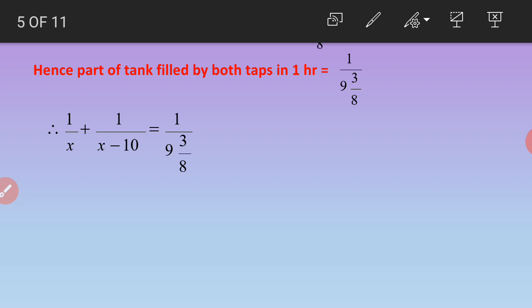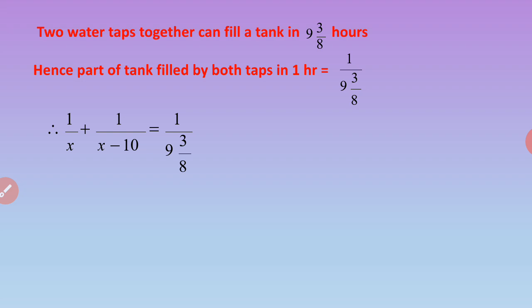This is how we will say that the total of the 1 hour work of both the taps together will be equated to the 1 hour work by both the taps. So 1 upon x plus 1 upon x minus 10 equal to 1 upon 9 3 by 8. I hope this statement is now clear to you. It is all 1 hour work. On the left hand side, separately, two taps are working. We have added them. And on the right hand side, it is the total time which the question itself has. It is being told to us.